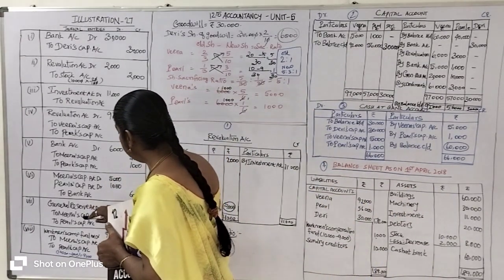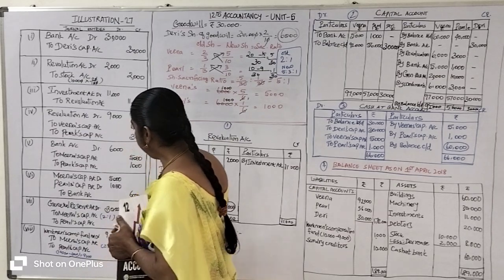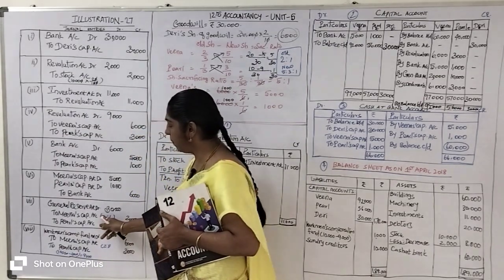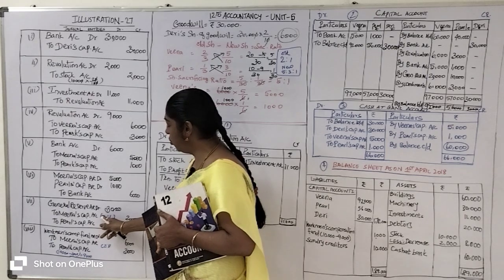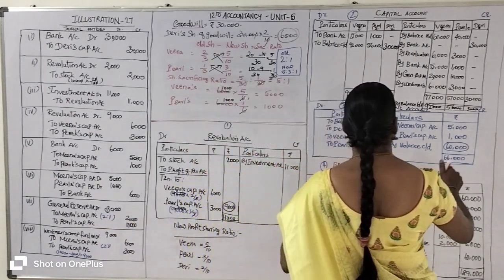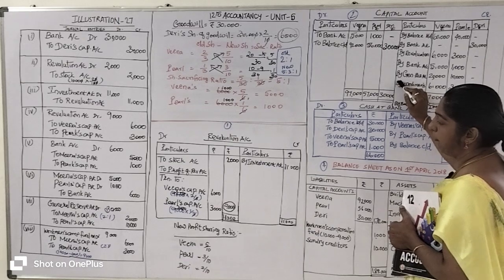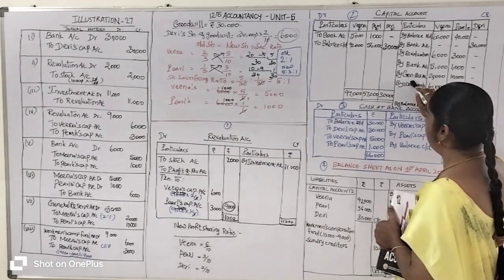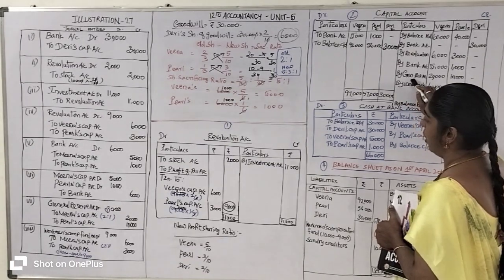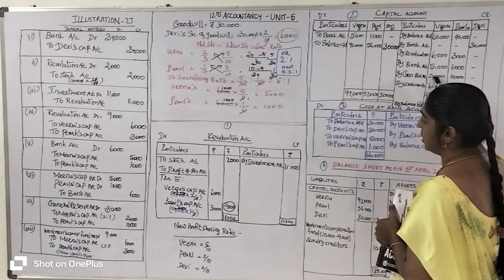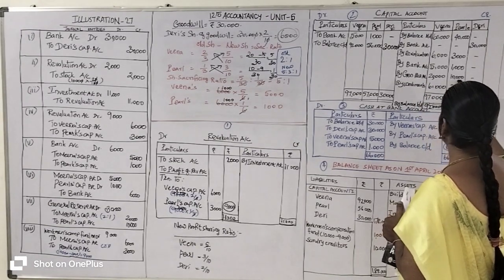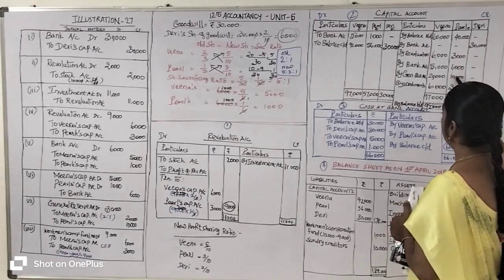Okay, where is the capital account? We have the seventh transaction, we have the capital account. It is on the credit side. So you go to the credit side of the capital account and you enter the opposite account, that is by general reserve account. Against this, 20,000 rupees enter into Veena's column, 10,000 rupees enter into Pearl's column.